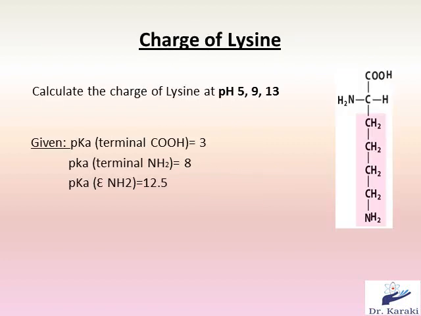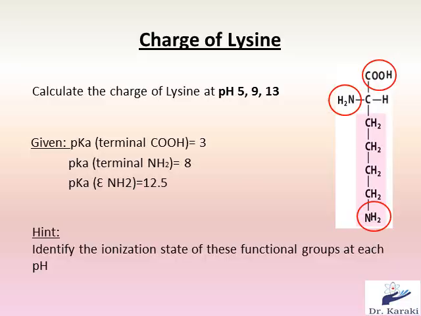In order to make things clearer, let's solve this exercise together. We'll calculate the charge of lysine at pH 5, 9, and 13. In order to do that, the first step is to know by heart the 3 ionizable groups of lysine, which are the terminal NH2, the terminal COOH, and the epsilon NH2 in the side chain R. The pKa's of these groups are given. Now we need to identify the ionization state of these functional groups at each pH in order to know which ones hold a positive or a negative charge and which ones become uncharged at each pH.